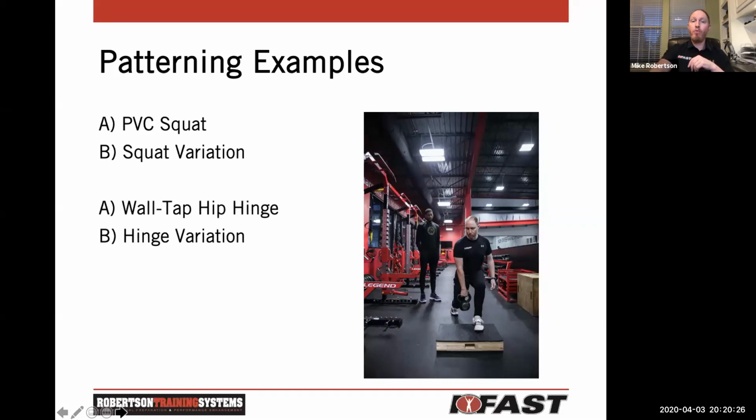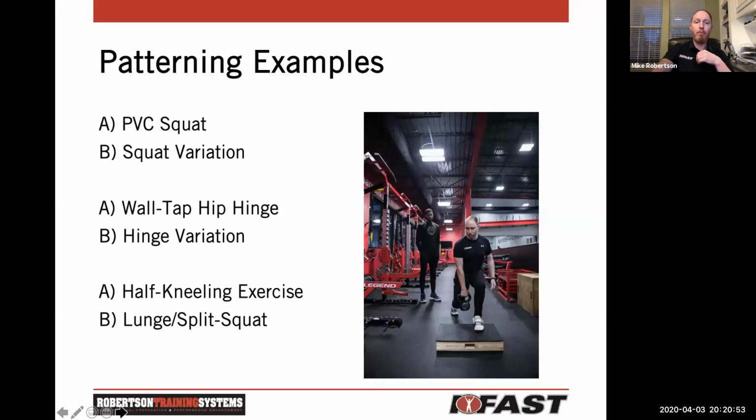Another way you can do this, we've all done the wall tap hip hinge, right? We get an athlete close to the wall, we have them put their hands on their thighs, and we have them push their hips back. So they learn how to hinge with a neutral spine position. Well, let's take that understanding of where we want their spine, how to load their hamstrings, and now let's actually have them hinge afterwards. So it's pattern, load, and you're just doing that repeatedly to help them better understand the movement pattern.